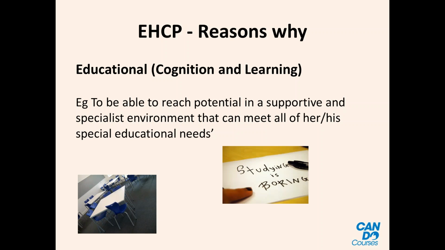So here's one of the categories, the educational one, which is cognition and learning, and that's possibly the most common. If you're working in a mainstream environment, then that's the most common category, I would guess. So the way it has been broken down there is that we want students to be able to reach their potential in a supportive and specialist environment that can meet all of their special educational needs.